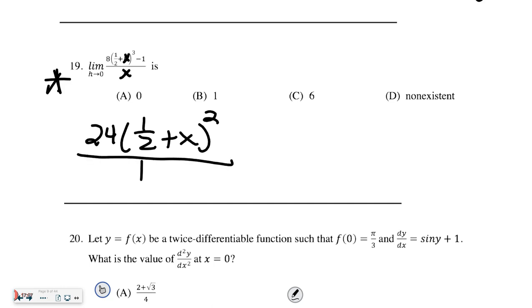Remember, L'Hopital's the derivative of the top over the bottom. Good job remembering that, by the way. Now just plug 0 in. Should be 24 times a fourth, right? What's the answer? 6.